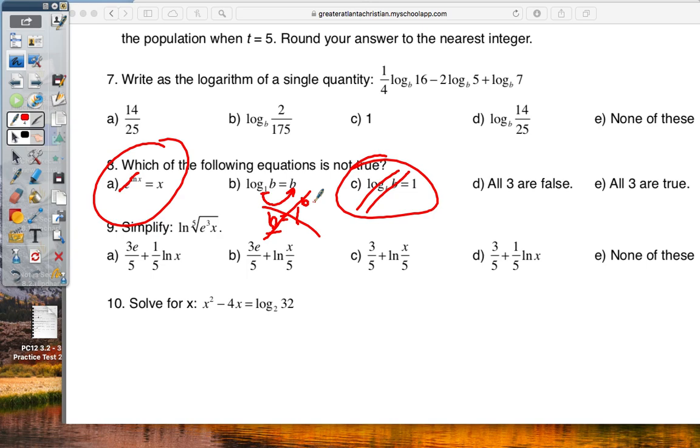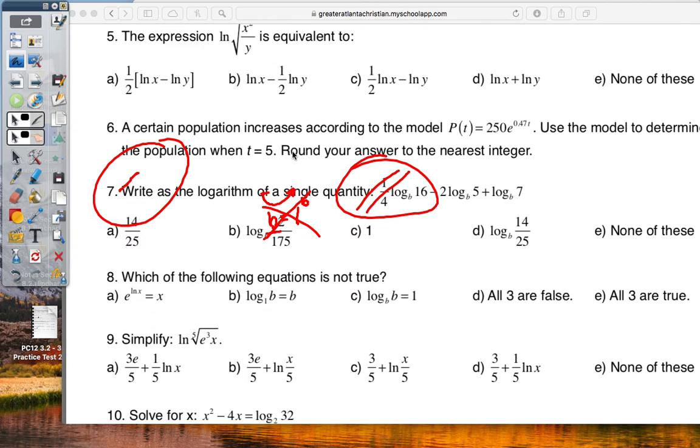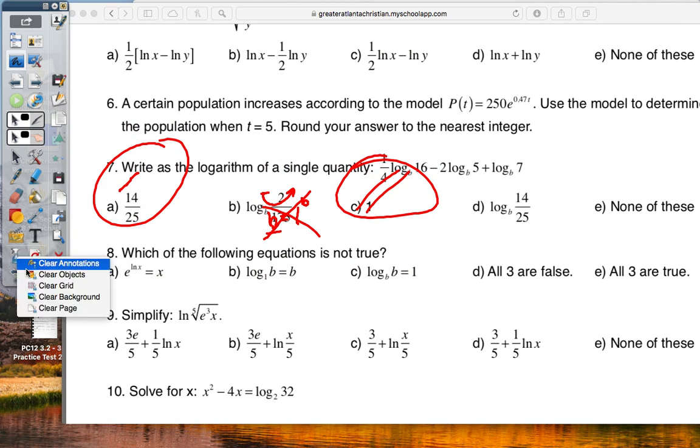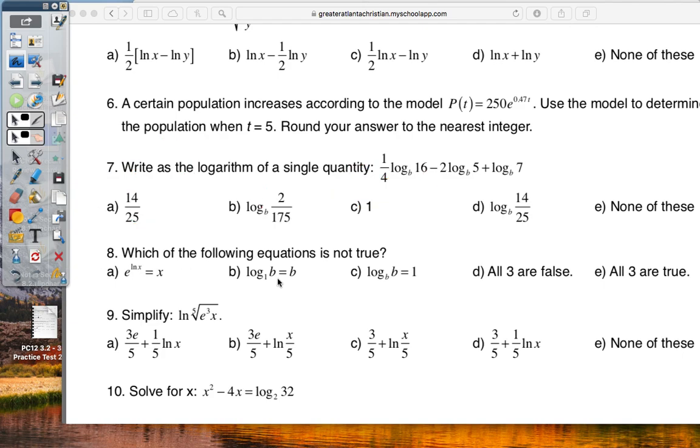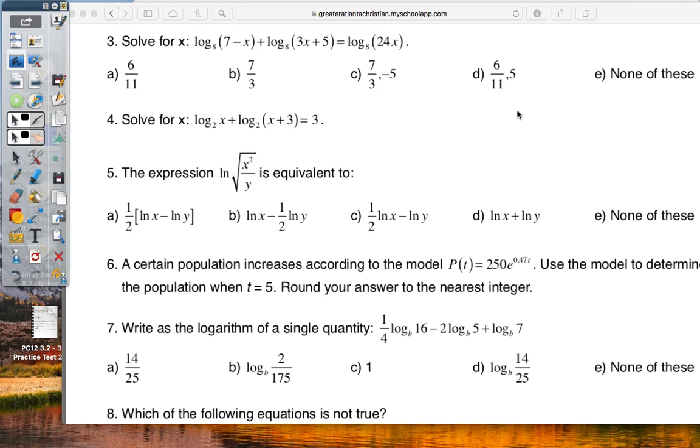I think we've gone over almost every one. This one, y'all will love this one. Number 6 is extremely easy. A certain population increases according to the model. Use the model to determine the population when t equals 5. Well, p is population. T is 5, so what do we do with 5? Plug it in for t and then just solve it. Yeah, just make sure you plug it in right.